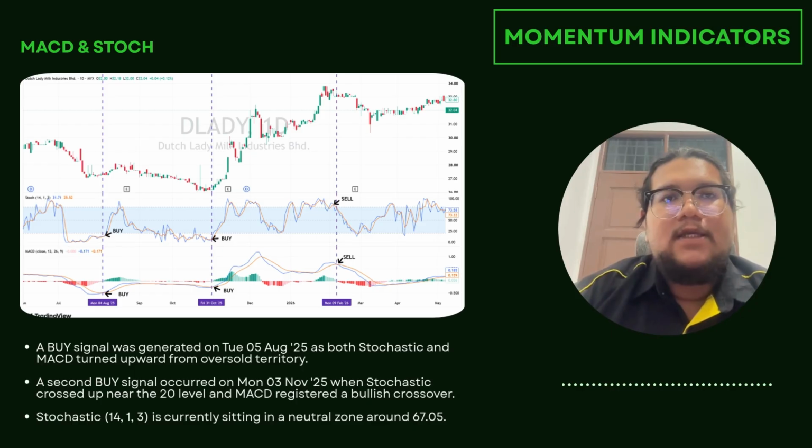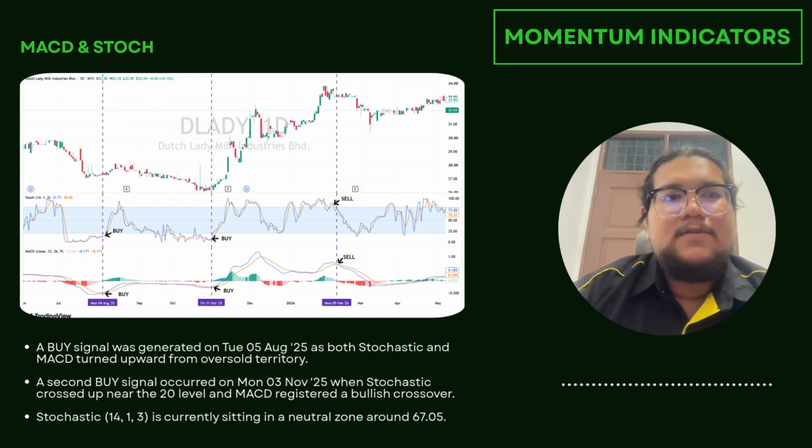Looking at our MACD and stochastic indicators for Dutch Lady, key trends are clearly highlighted by synchronized technical crossovers. Clear buy signals were triggered in early August and again on November 3, 2025, when both stochastics crossed up from oversold territory near the 20 level and MACD registered strong bullish crossovers.